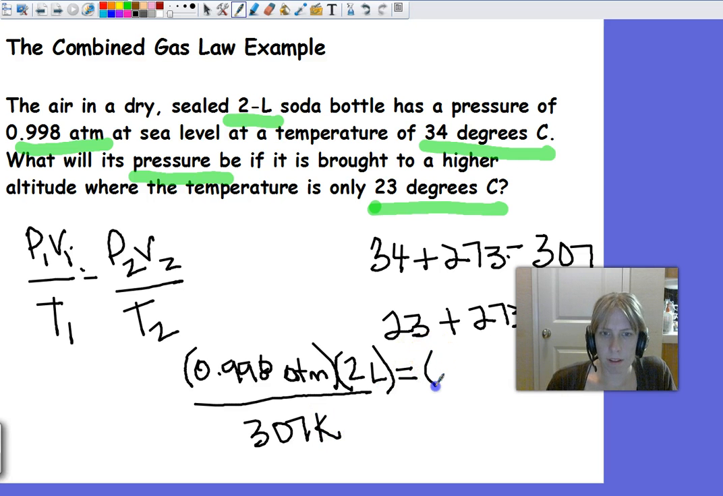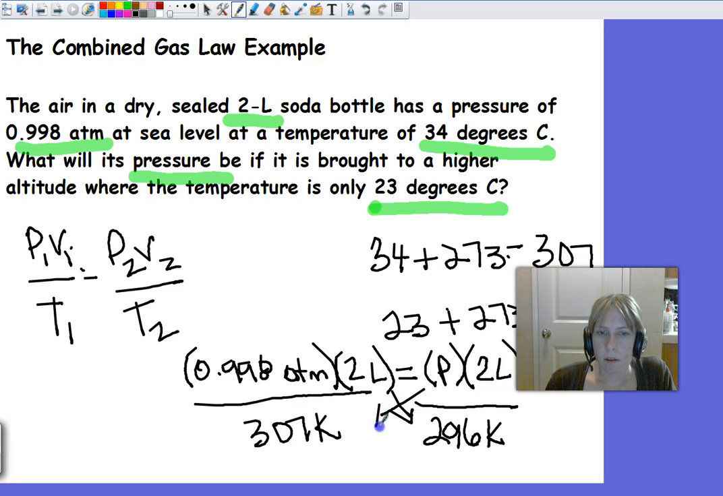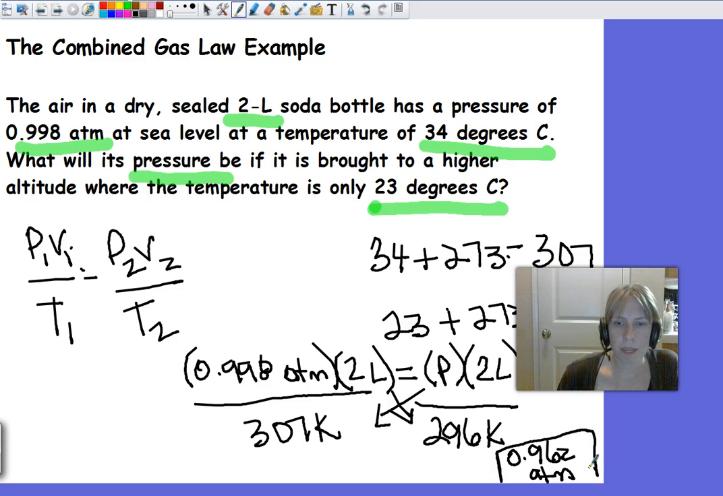We're going to have, looking for our pressure, our volume actually didn't change because the container didn't change. So that's where our final volume came from, is actually just the same. And then our 296. And that gives us, when we cross multiply again, we are going to get an answer of 0.962 ATM. So that is how we solve our combined gas laws.